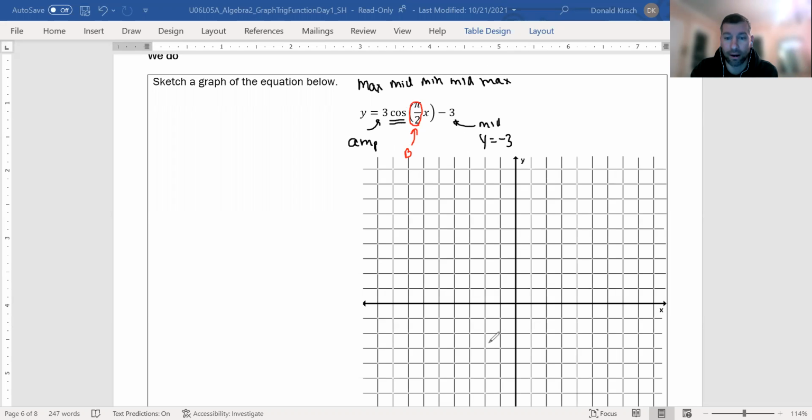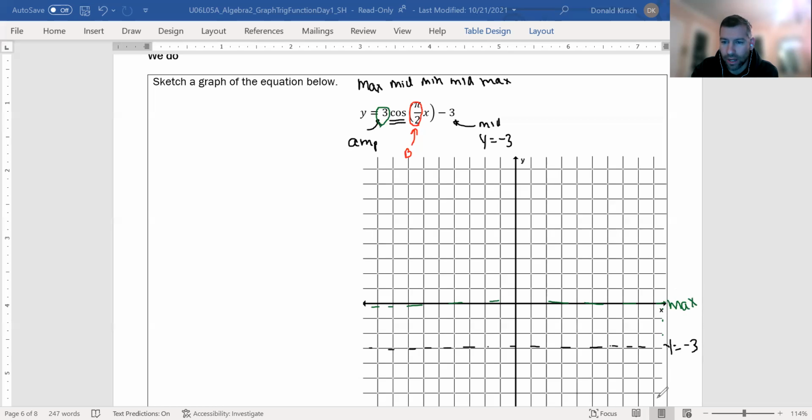So before I even consider that period, let's start with what we already know, which is our midline and our amplitude. Let's put a dotted line down at our midline at -3. Now let's use our amplitude. I'll put this in green. Our amplitude is also going to be 3. So let's go up 3. That means our maximum is actually going to be at 0.